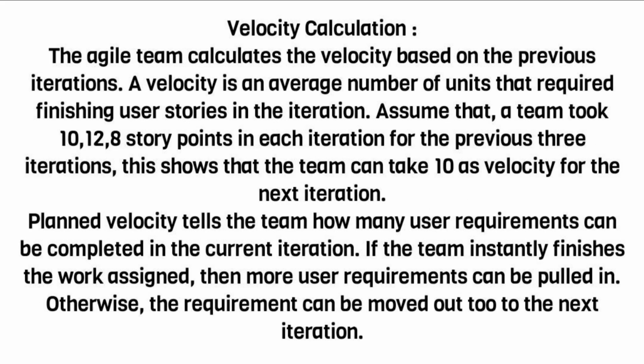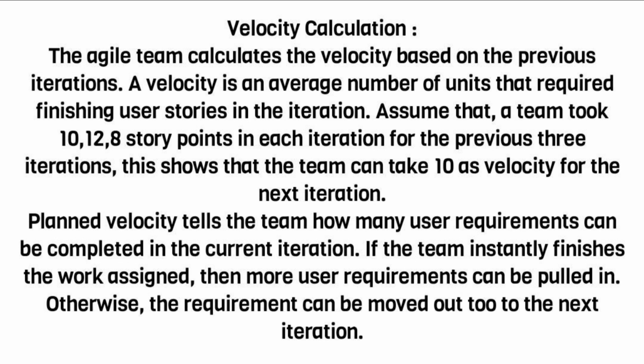Velocity calculation. The Agile team calculates the velocity based on the previous iterations. Velocity is the average number of units required to finish user stories in an iteration. Assume that a team took 10, 12, and 8 story points in each of the previous 3 iterations. This shows that the team can take 10 as velocity for the next iteration.